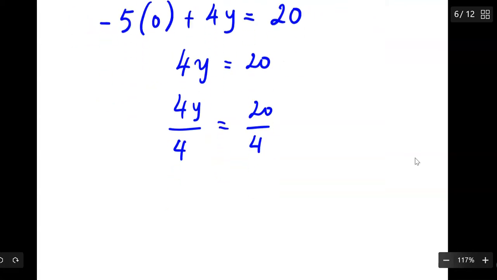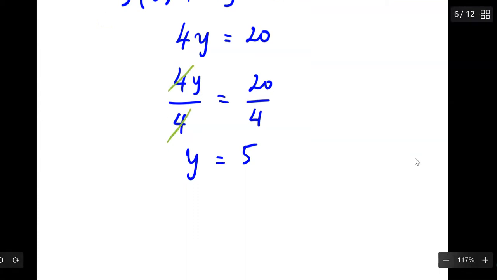So I should have y equal to 5. So that means you cancel out that. So now you should write the pair out as well. So when x equal to 0, y equal to 5. So this is your next one.